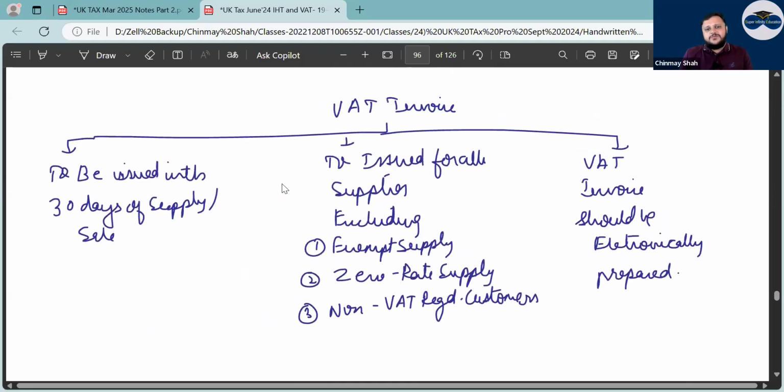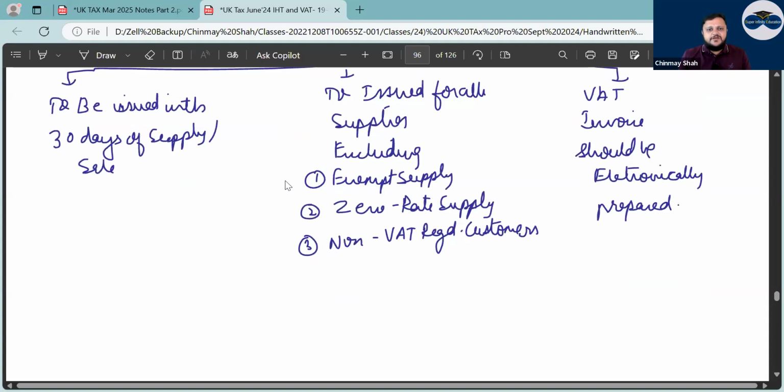Then a VAT invoice that is shared should have what? It is to be issued within 30 days of supply and to be issued for all supplies, right? Excluding exempt supplies, they do not require a VAT invoice, correct? Zero rated supplies do not require a VAT invoice, nor for non-VAT registered customers, right? If you're doing that, no VAT invoice is required. A VAT invoice should be electronically prepared, right?